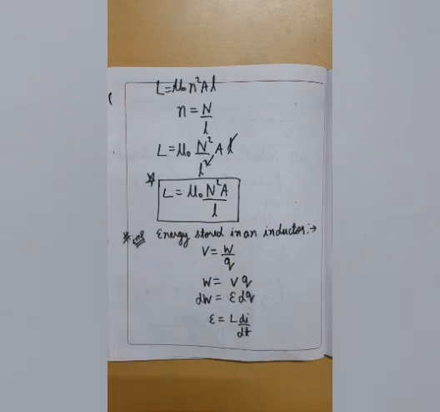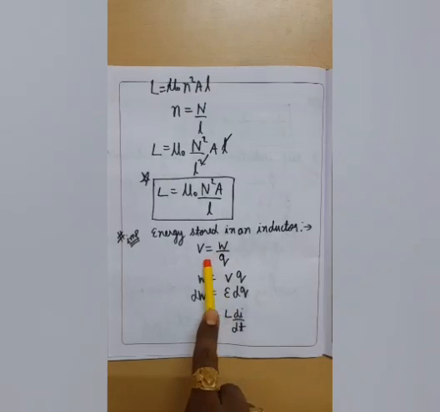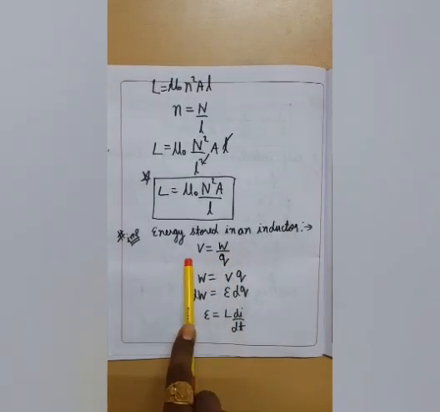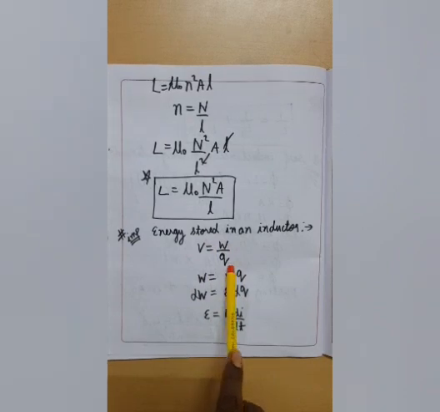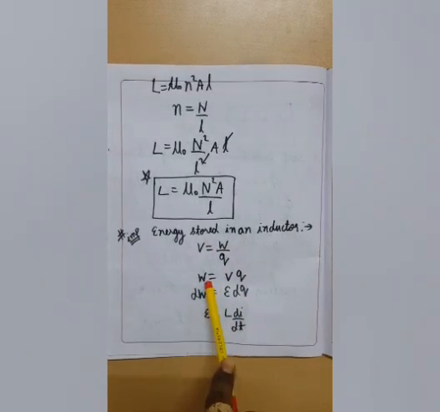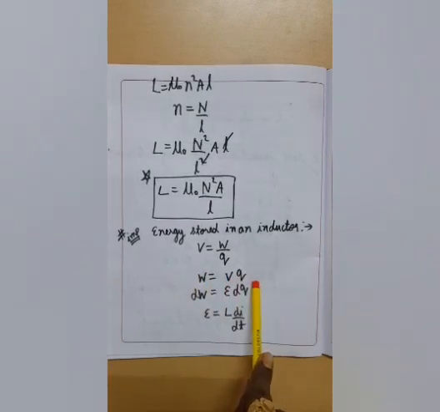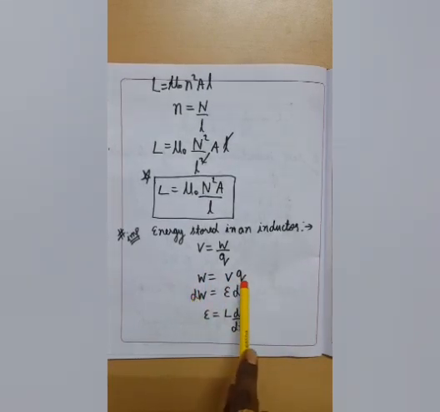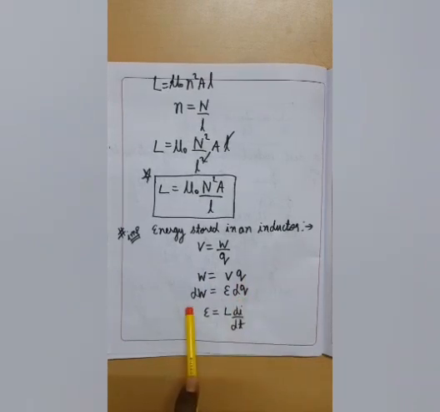Now let us discuss another topic. This is energy stored in an inductor. Like in previous chapters we have done derivations for energy stored, for example energy stored in a capacitor, energy stored in a battery, etc. Similarly this is energy stored in an inductor. How to start this derivation? We start with the formula of potential, V is equal to W by Q. Potential is work done per unit charge. From there we take work done as our subject, so work done is equal to V into Q. Now if Q is taken as dQ, this becomes dW.